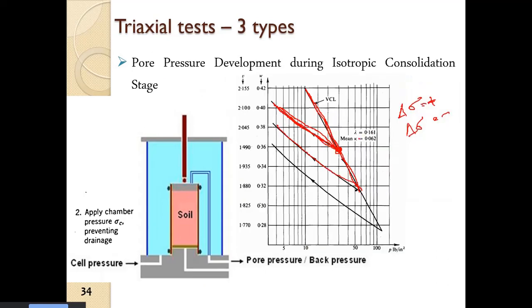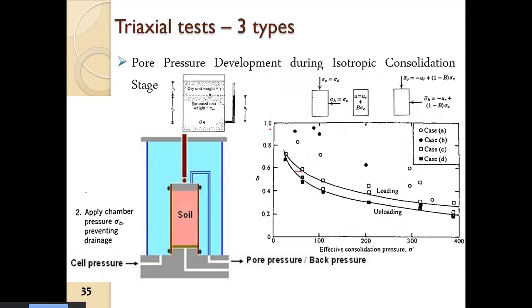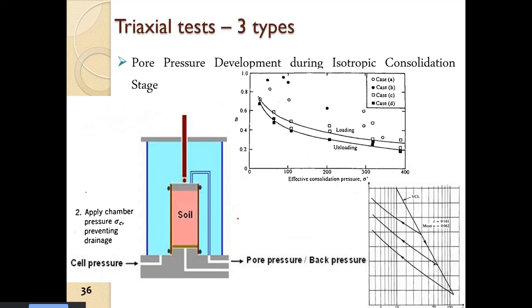So here we see that this soil was already being subjected to an effective stress of sigma minus sigma e. So with effective consolidation pressure, we see that the B value decreases. So how to visualize that? What happens? We will come to it in the next slide.